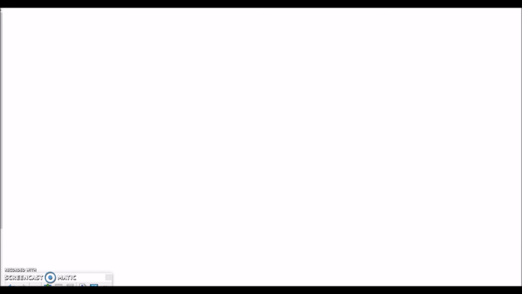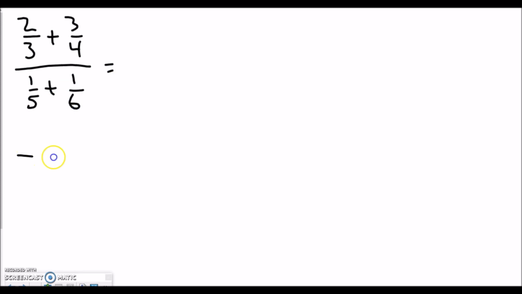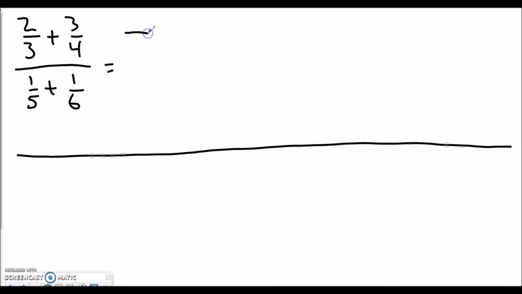We're going to do 2/3 plus 3/4 all over 1/5 plus 1/6. I will do it both ways. Common denominator way. Common denominators would be 12. My new numerators would be 8 and 9. And again, if it helps you, you can write your times 4 over here, because 3 times 4 was our 12, and our times 3 over here, because 4 times 3 was our 12.